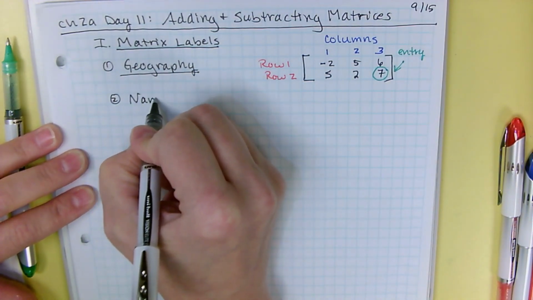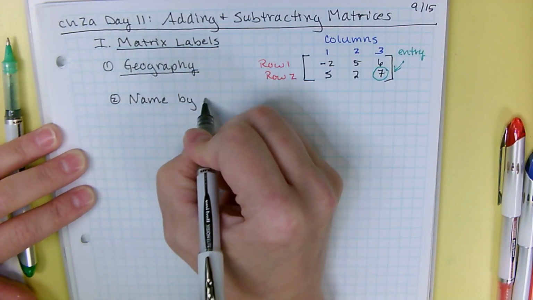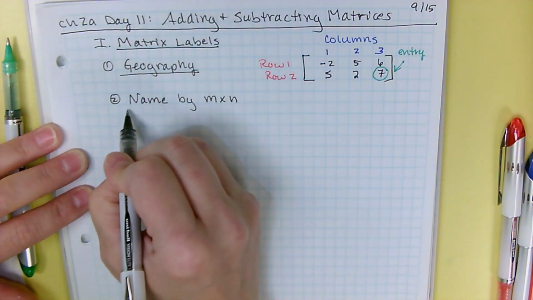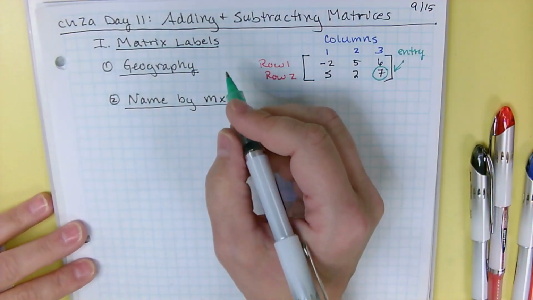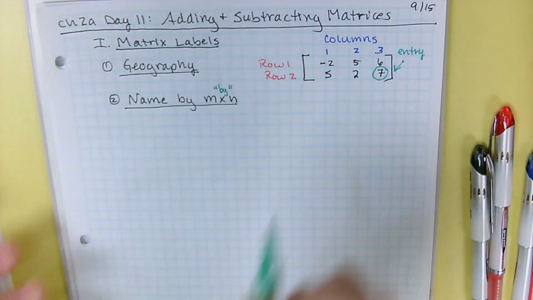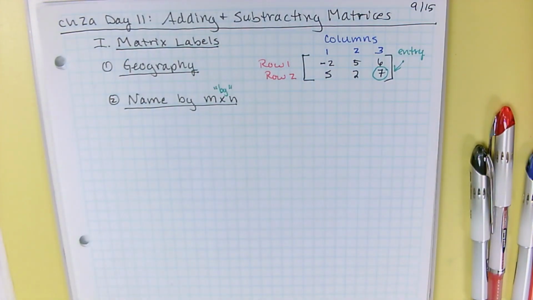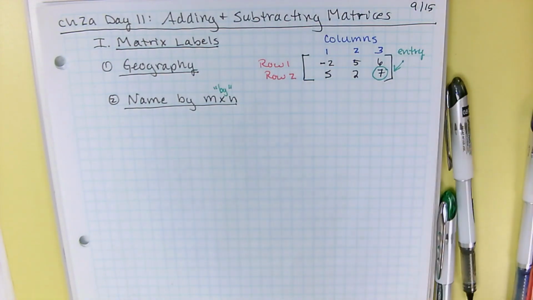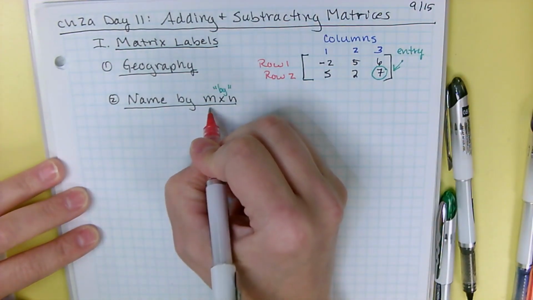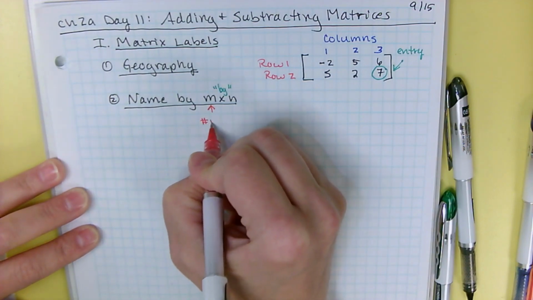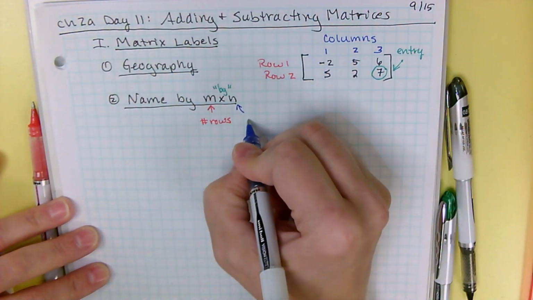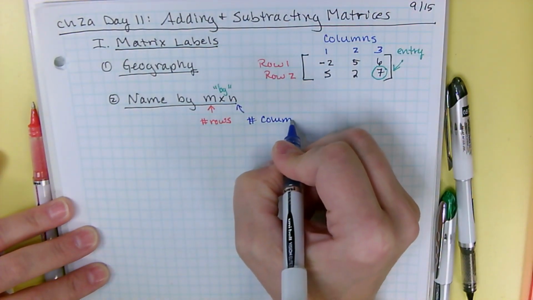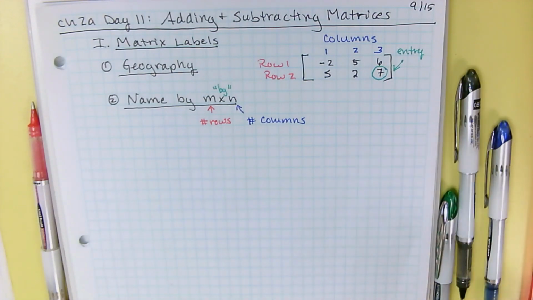When we name a matrix, we name it by what's called M by N notation. And that little x in there is a "by" symbol. It's not an x. It means M by N. And when we do M by N notation, the first number, which is the M, refers to the number of rows in the matrix. And the N refers to the number of columns in the matrix. So it's rows by columns.